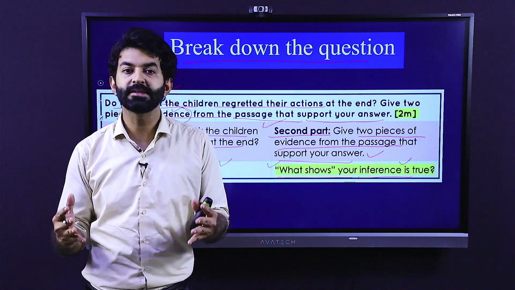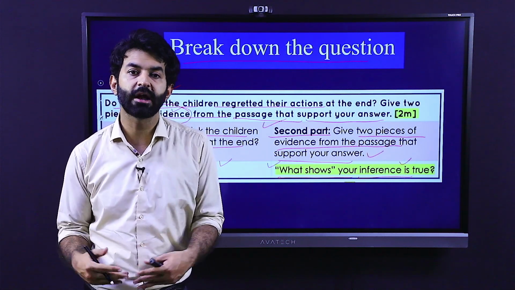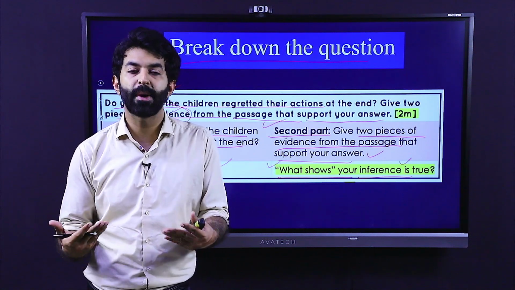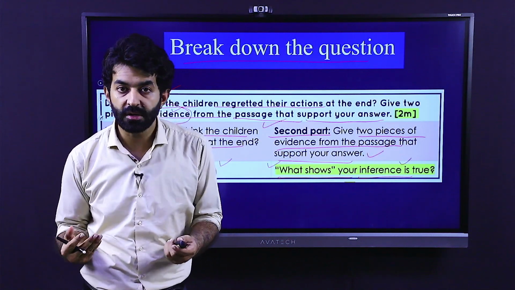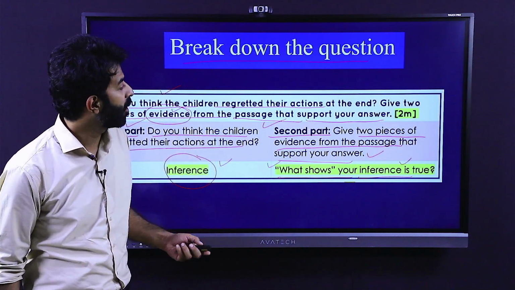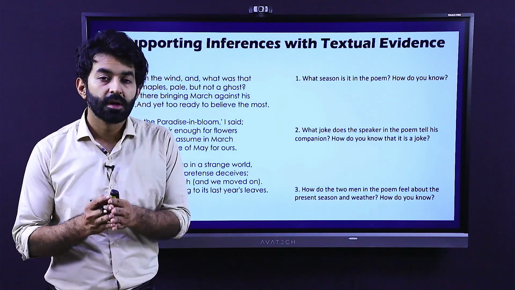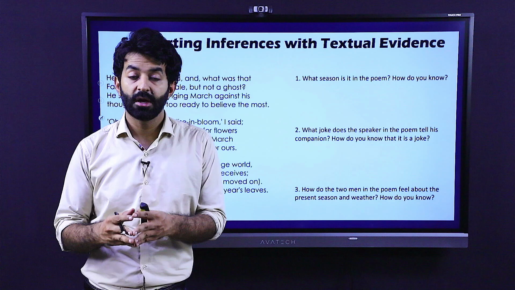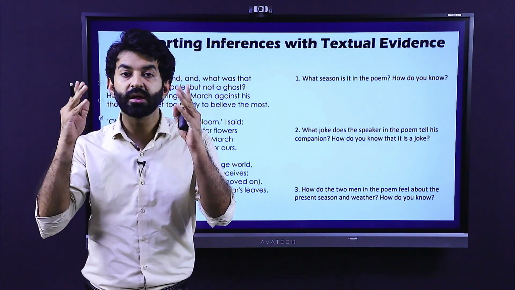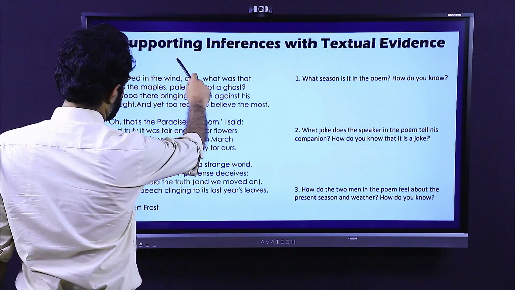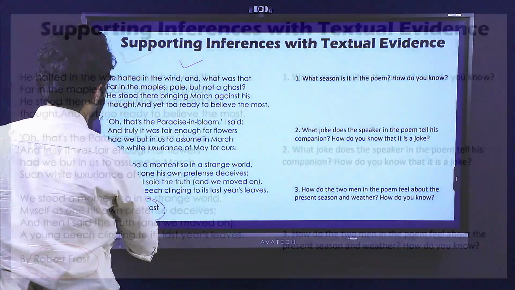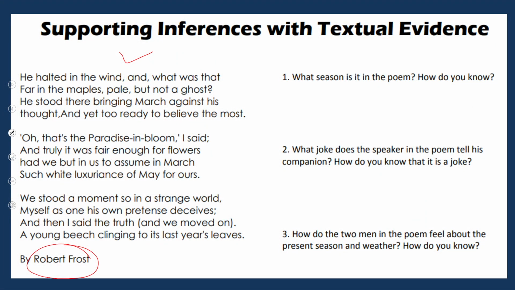So RACE is the mnemonic that we follow in order to understand the pattern and the whole strategy of answering such questions. Now, students, we are talking about inference. It means that it requires our critical thinking. Here before you, it's a poem by Robert Frost. As you can see, we have three questions over here. What do we do first?